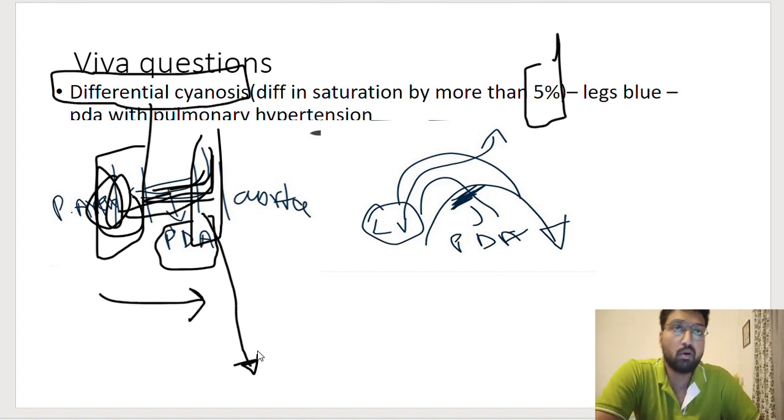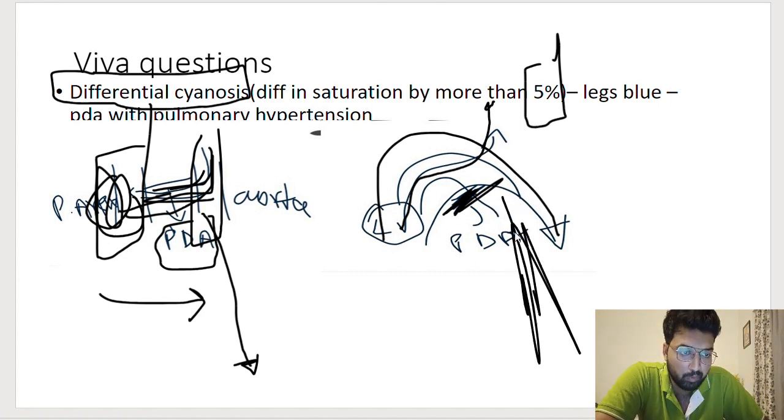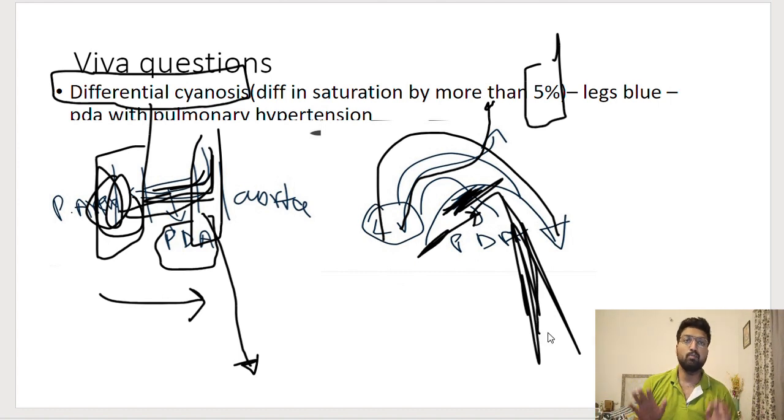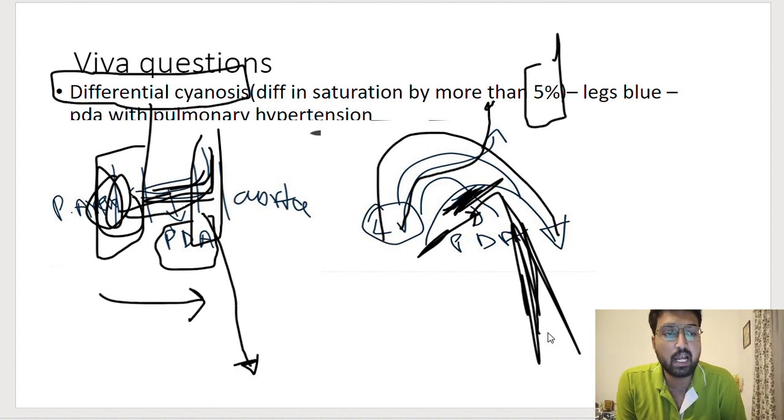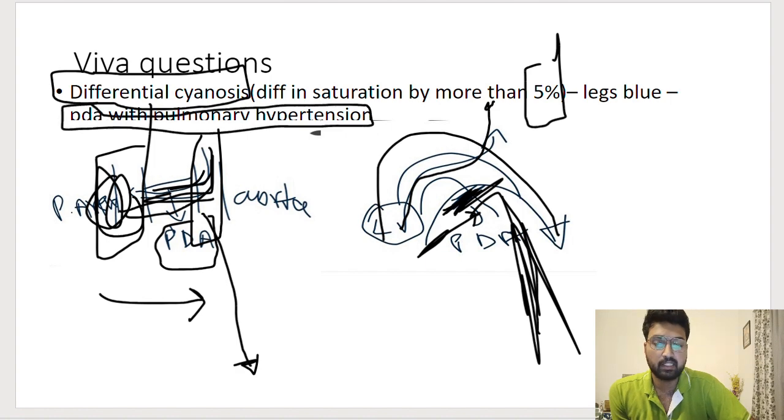How is it going into the lower limbs and not the upper limbs? You can see from this diagram. This is the arch of the aorta, and here is the PDA, the patent ductus arteriosus. Blood is coming from the left ventricle to the aorta, and pure, oxygenated blood is going up normally to the upper limbs. Now the supply to the lower limbs is coming from here, and this is the PDA. The PDA is carrying impure blood from the pulmonary artery, and from here it is going down to the lower limbs. So the lower limbs will have blue blood, meaning bluish discoloration, and the upper limbs will have oxygenated blood. So this is PDA with pulmonary hypertension: there will be differential cyanosis.